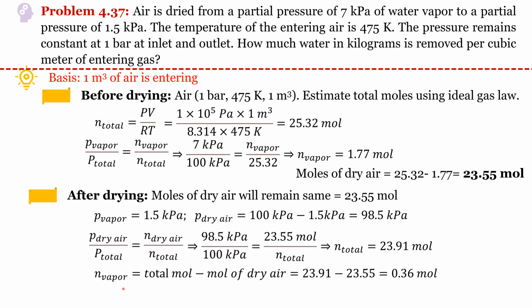Now we can easily estimate the moles of water vapor leaving. Moles of water vapor leaving will be equal to total moles that we have estimated, that is 23.91, minus moles of dry air. Moles of dry air will remain the same before and after drying, that is 23.55. So moles of water vapor after drying will come out as 0.36 mole. Now we can write moles of water vapor removed will be equal to moles of water vapor in the entering gas minus moles of water vapor in the leaving gas. It will come out as 1.41 mole.